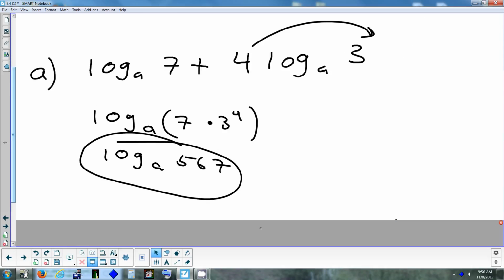All right, so we covered a lot of stuff on logs, kind of all the basics, how you convert between log and exponential, and then all the different properties to combine and split logs.